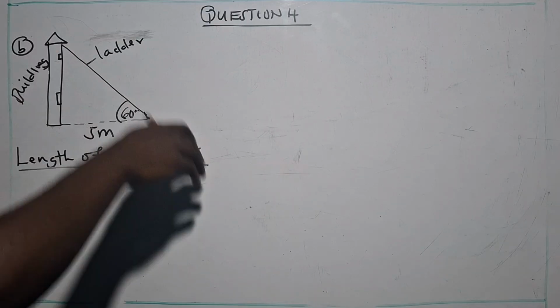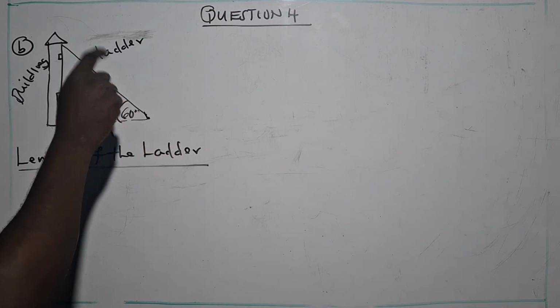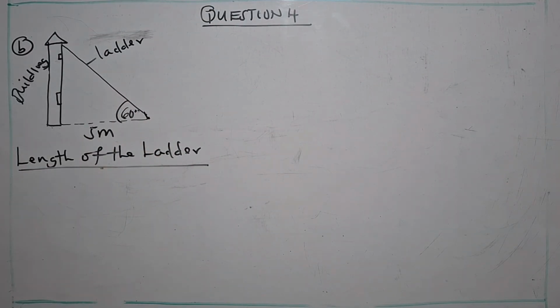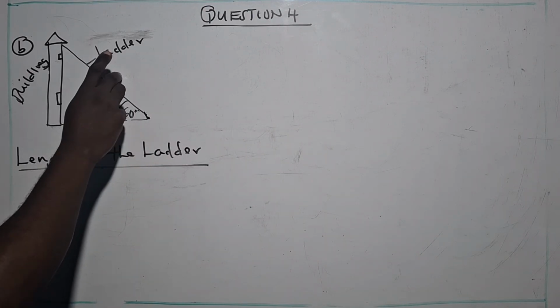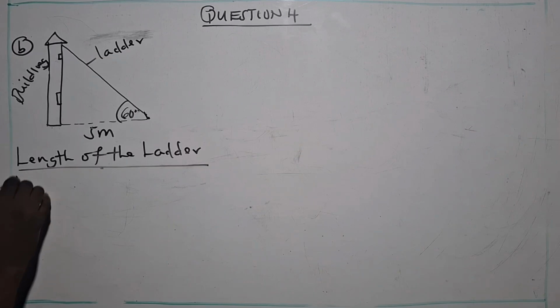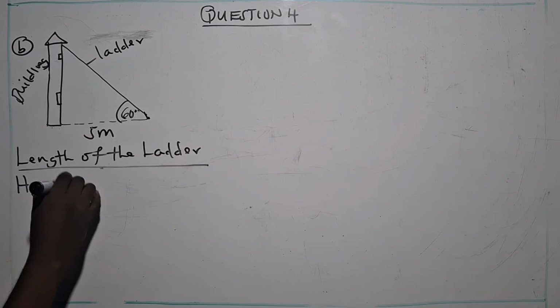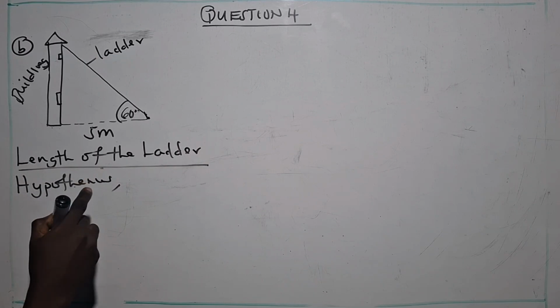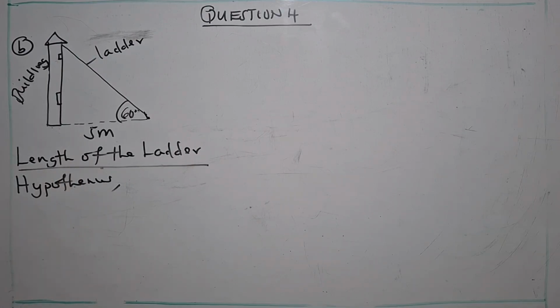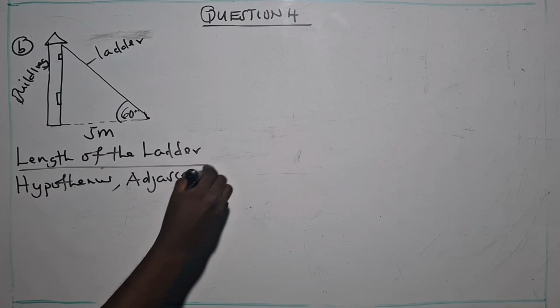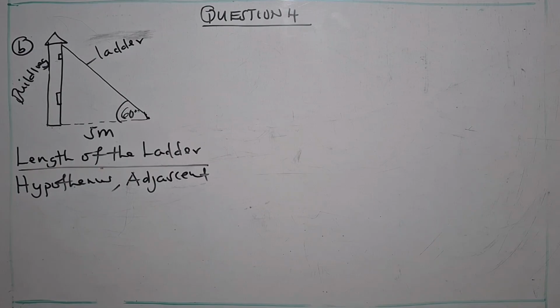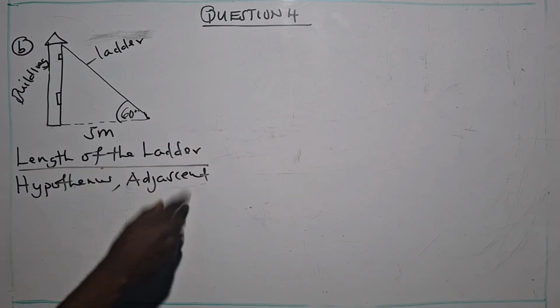Which side of this forms the right angle triangle, and which part is this? This is the hypotenuse. Yes, this is the hypotenuse. So here we have the hypotenuse, and we are given the angle. This side is adjacent to the angle. So which of the ratios uses the hypotenuse and the adjacent?